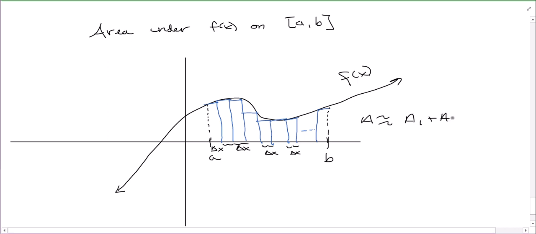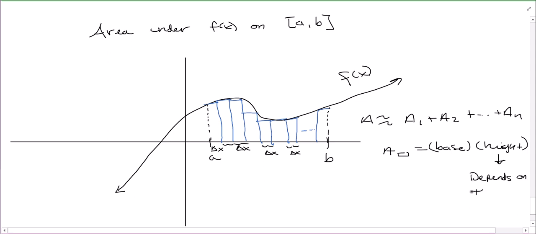So if you have n rectangles, it will be a1 plus a2 plus all the way to your last rectangle, a sub n. And remember, the area of a rectangle is base times height, or length times width. In this context, base times height seems a little bit better because we can think of the base as right on the x-axis, and then the height is the height of the rectangle, which is on the curve. And so the height of the rectangle depends on what you're using, whether you're using left endpoint, right endpoint, or the midpoint. So I'm just going to say the height depends on the endpoint.